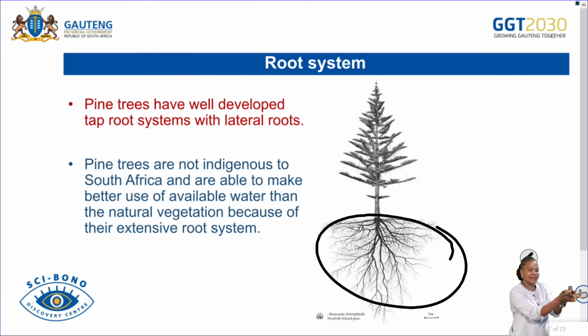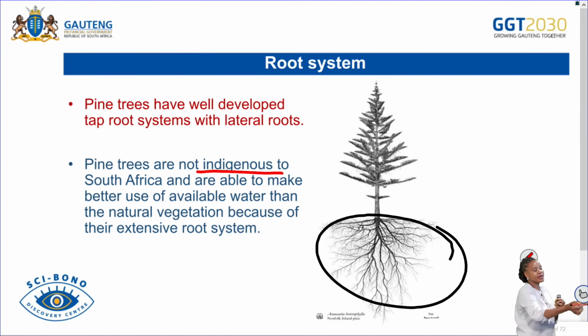So these are not the advantageous roots, but the type of roots that we are getting from the pine tree is the tap roots. And then the pine trees are not indigenous to what? To South Africa. So if we say that they are not indigenous to South Africa, it means that South Africa is not the natural habitat of what? Of pine trees. Now we know that all the plants which are not naturally grown in the area, they take more of the water as compared to the indigenous plants.